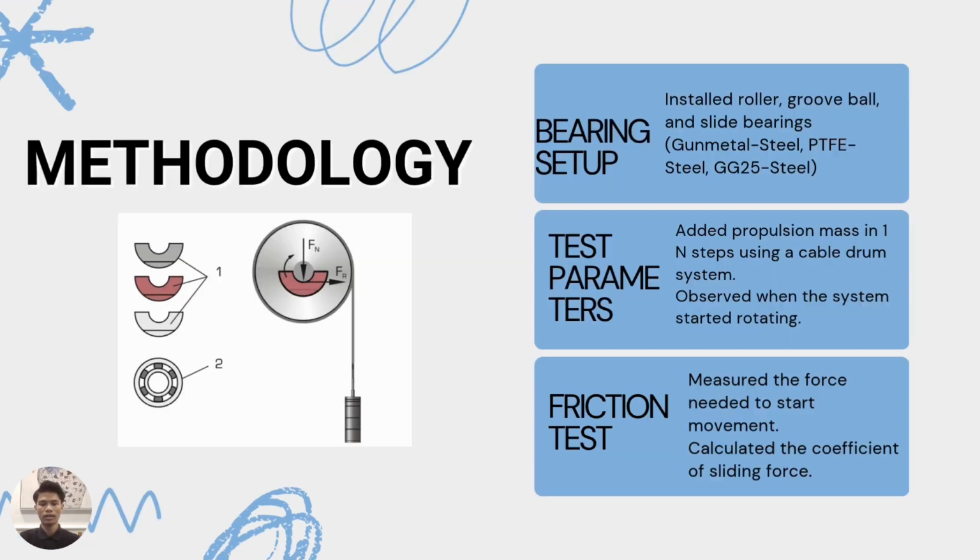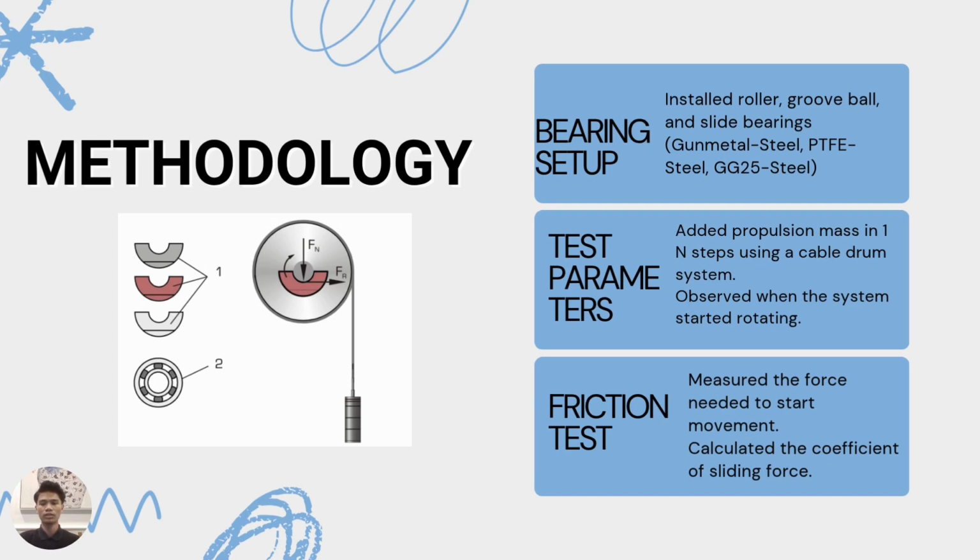B1323100130. I'm going to discuss the methodology. So for the setup, three types of bearing were installed, namely roller bearings, groove ball bearings, and slide bearing. The slide bearing used different material combinations, which are gunmetal steel, PTFE steel, and GG25 steel.